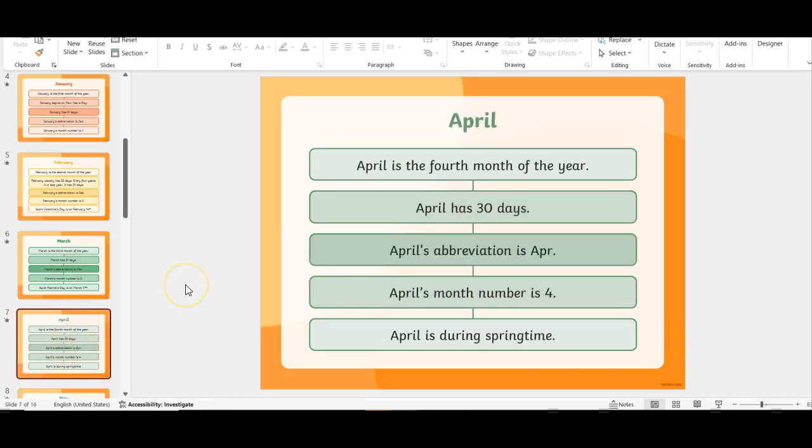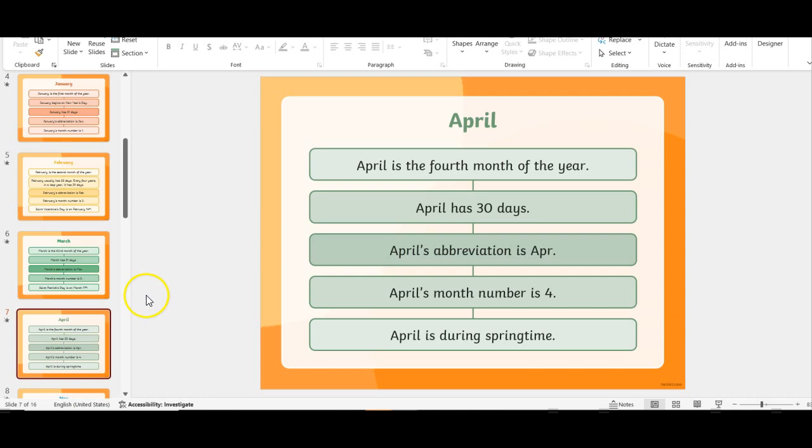The fourth month of the year, which is the month we're in now, is April. And April has 30 days. We abbreviate April as APR. And in some parts of the world, April is springtime. But I know in South Africa, April is still autumn. It is the fall season when the trees change color and the leaves fall down just before winter.